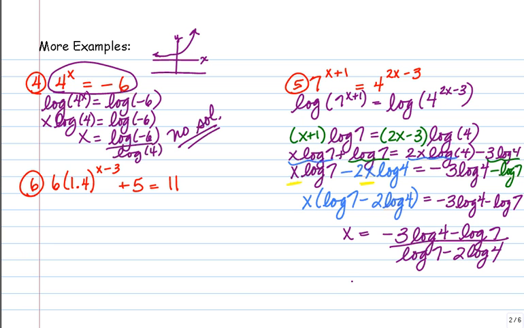So to use your calculator to approximate that, you would need to put in parentheses negative 3 log 4, close parentheses after the 4, then minus log 7, close parentheses after the 7, and then close parentheses after the numerator, divided by parentheses log 7 minus 2 log 4, close parentheses twice. So that is approximately 7.38. Okay.